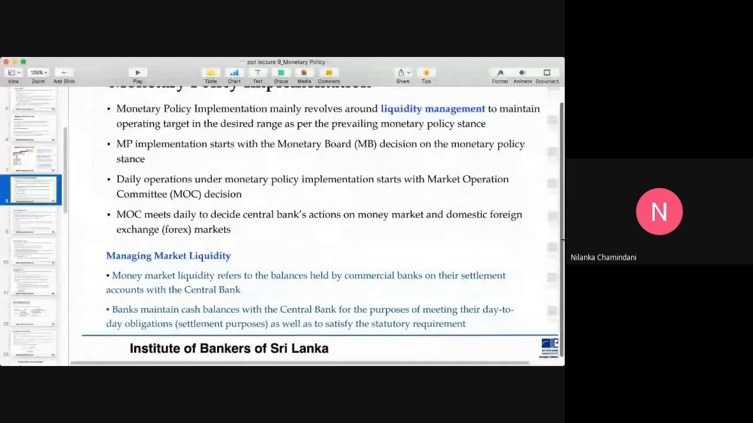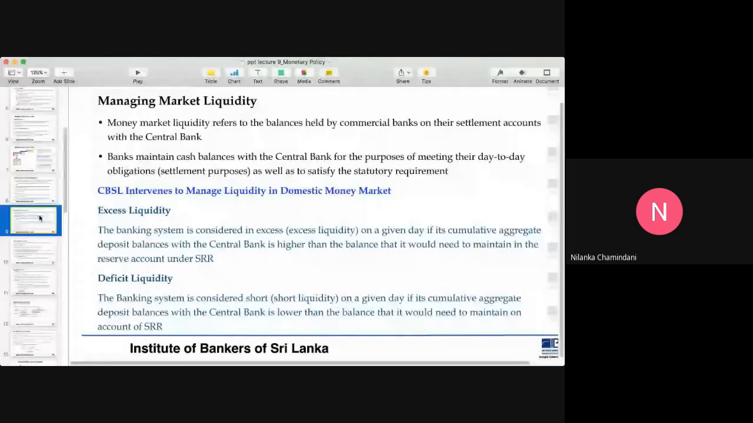So by analyzing the positions of their settlement accounts, the central bank can get an idea about the liquidity situation in the market, not the whole market in the economy, but in the short-term markets. Okay, so what is the central bank doing? The central bank intervenes to manage liquidity in the domestic money market. The banking system is considered to be in excess liquidity on a given day if its cumulative aggregate deposit balances with the central bank are higher than the balance that it would need to maintain in the reserve account under SRR.